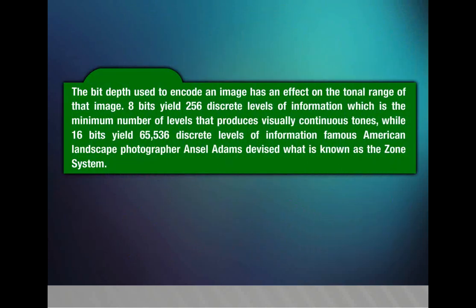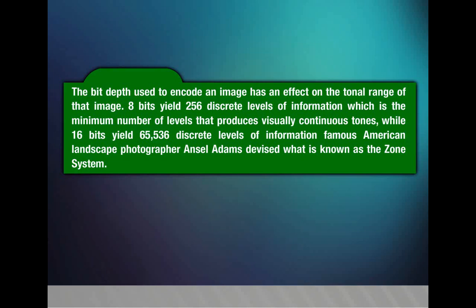The bit depth used to encode an image has an effect on the tonal range of that image. 8 bits yield 256 discrete levels of information, which is the minimum number of levels that produces visually continuous tones, while 16 bits yield 65,536 discrete levels of information.